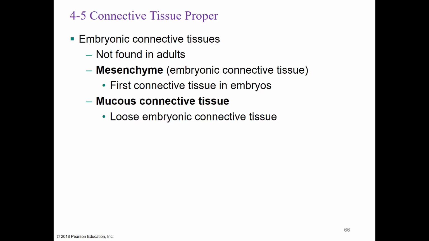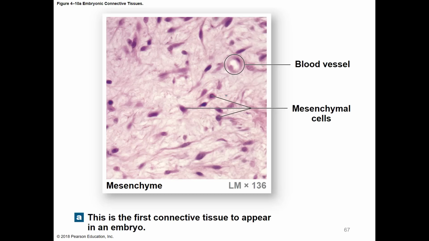Mucous connective tissue is also a loose embryonic connective tissue and can be found in the umbilical cord, a very soft tissue. So here's a picture of embryonic mesenchyme. And what we can see here is these mesenchymal cells. Those are the specialized cells in embryonic mesenchyme. And then in the background, we have ground substance, which, because this is loose connective tissue, we can expect will be very syrupy and not at all hard.